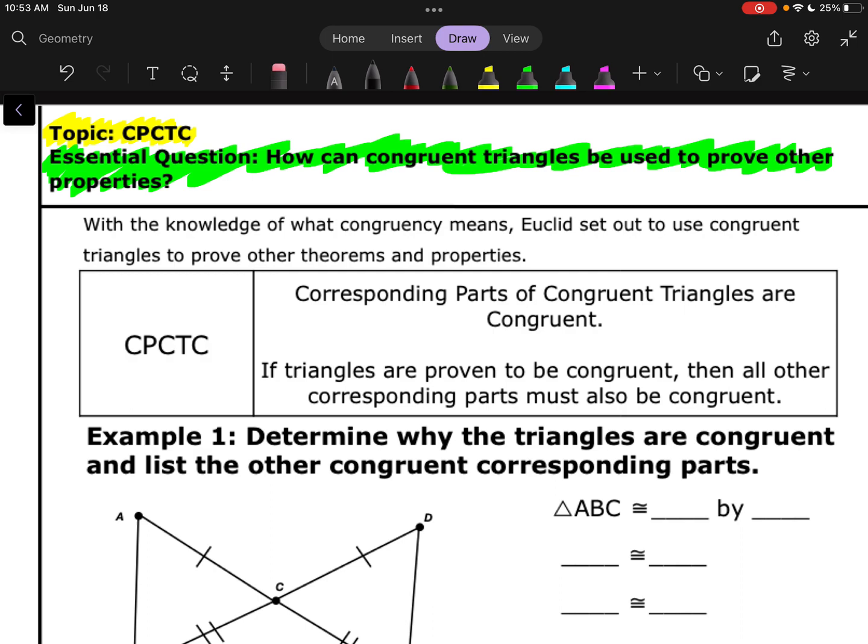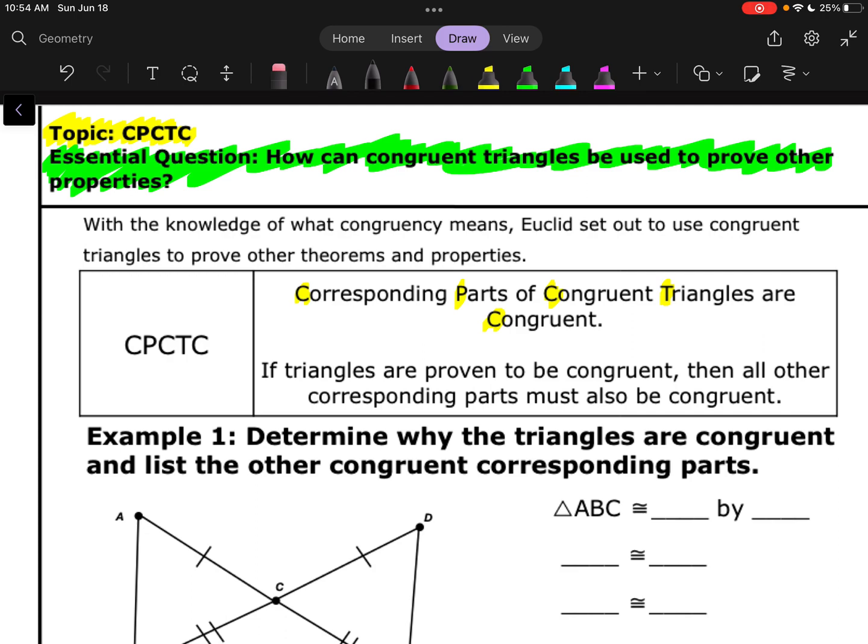All right, so last we left off on the last video was using Euclid's methods of proving triangles congruent. Now with the knowledge of what congruency means, Euclid set out to use congruent triangles to prove other theorems and properties. And the way that he did that was by using CPCTC, which stands for corresponding parts of congruent triangles are congruent.